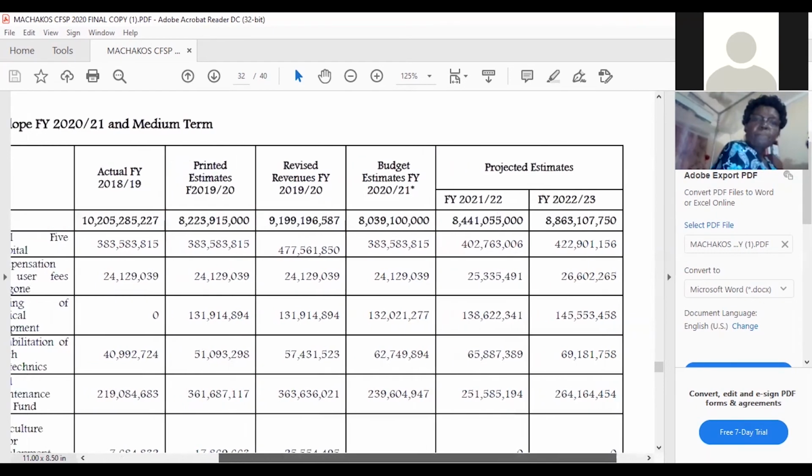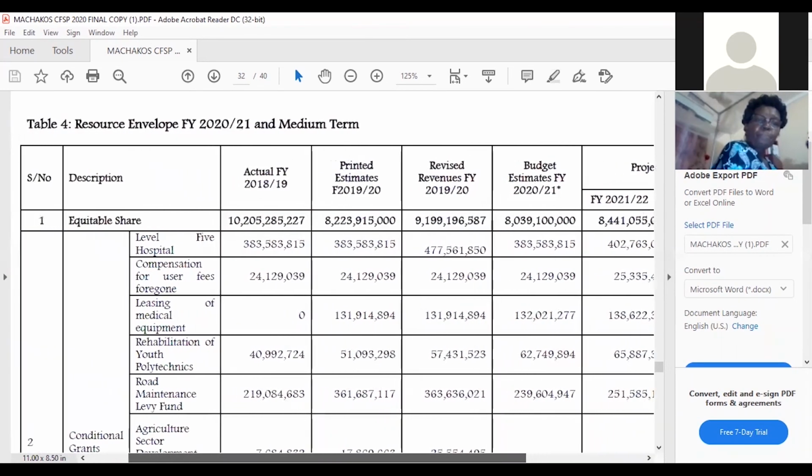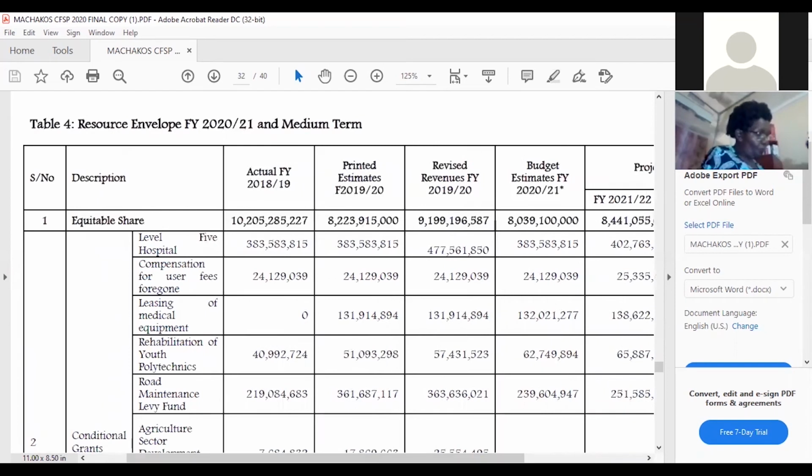So now, we talked about projections. So you can see here that level 5 hospital, when it comes now to equitable share, which is also a revenue that the county gets.